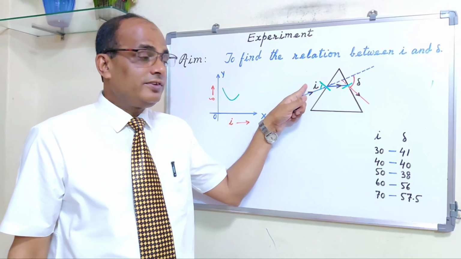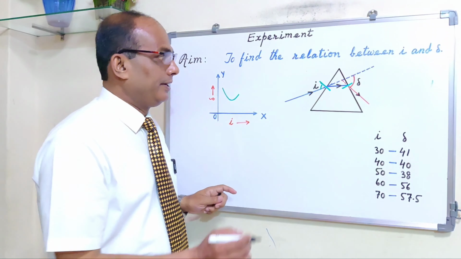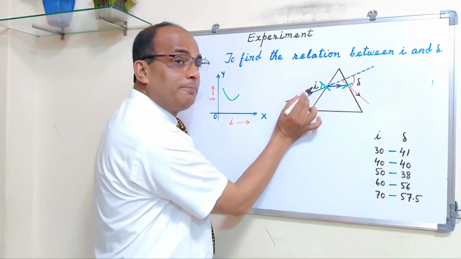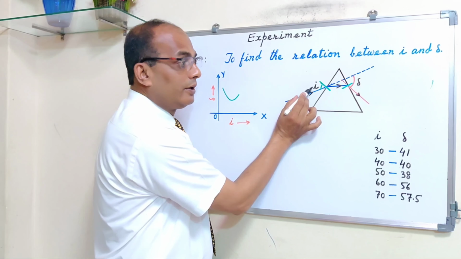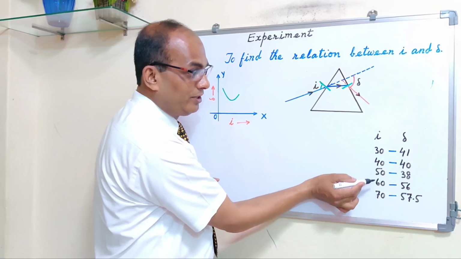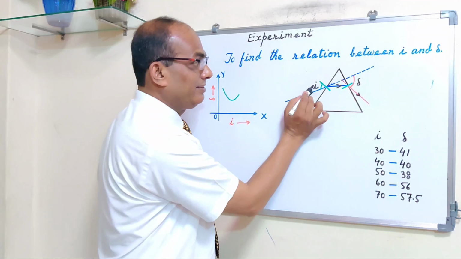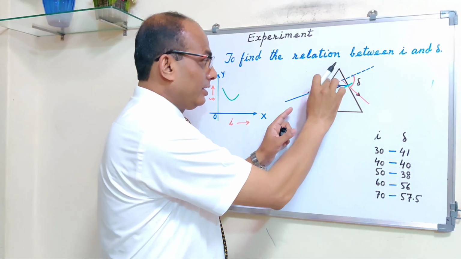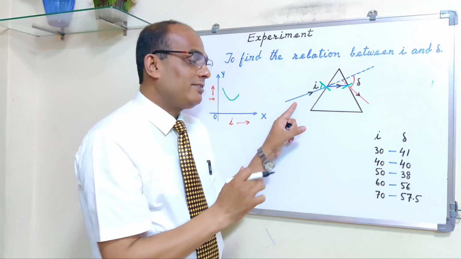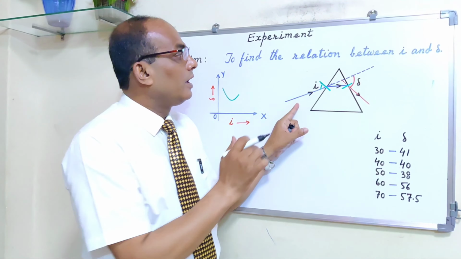In general, I is the angle of incidence between the incident ray and the normal. In green, this is the normal. Alright. You can show here 90-degree angle. So this I, which I'll be taking 30, 40, 50, 60, 75, 5 readings I am going to take. Okay, this is I.